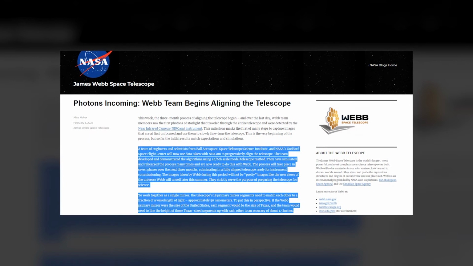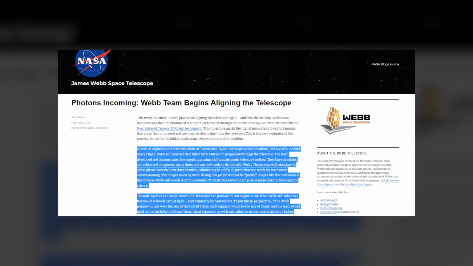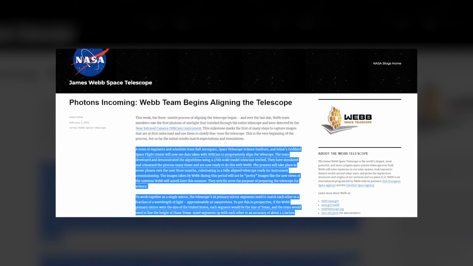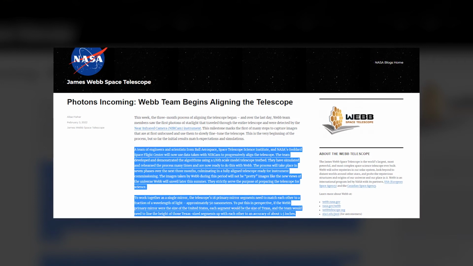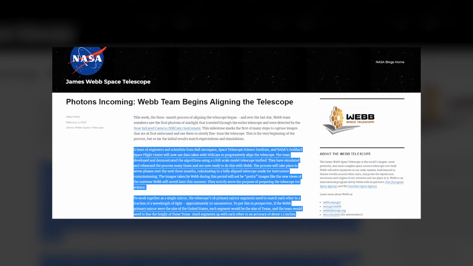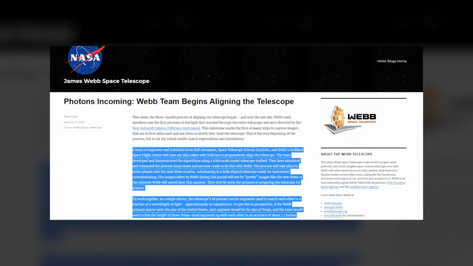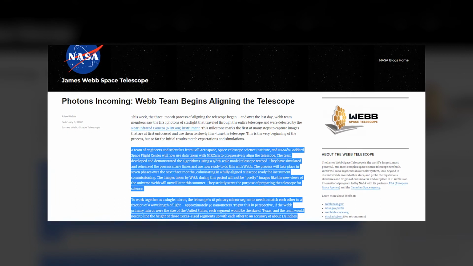To work together as a single mirror, the telescope's 18 primary mirror segments need to match each other to a fraction of a wavelength of light, approximately 50 nanometers. To put this in perspective, if the Webb primary mirror were the size of the United States, each segment would be the size of Texas, and the team would need to line the height of those Texas-sized segments up with each other to an accuracy of about 1.5 inches.